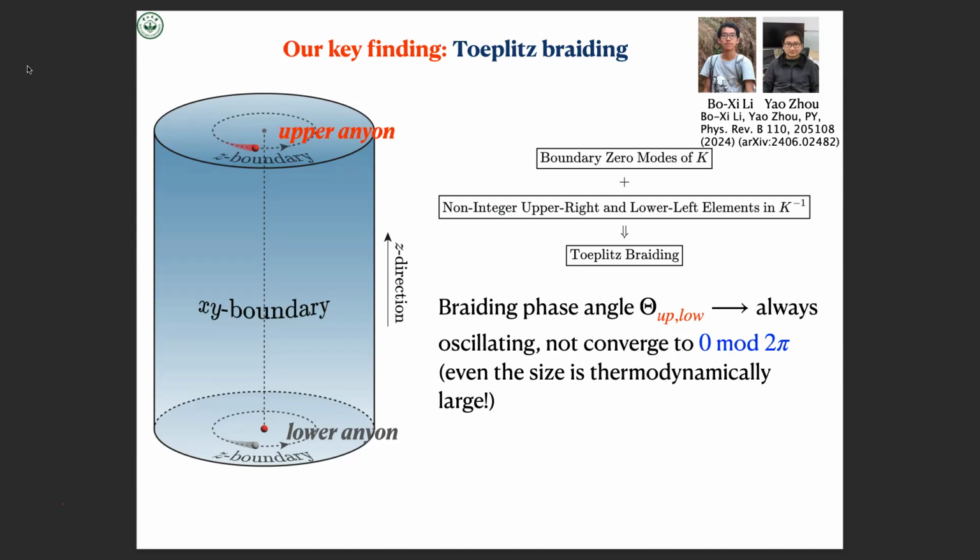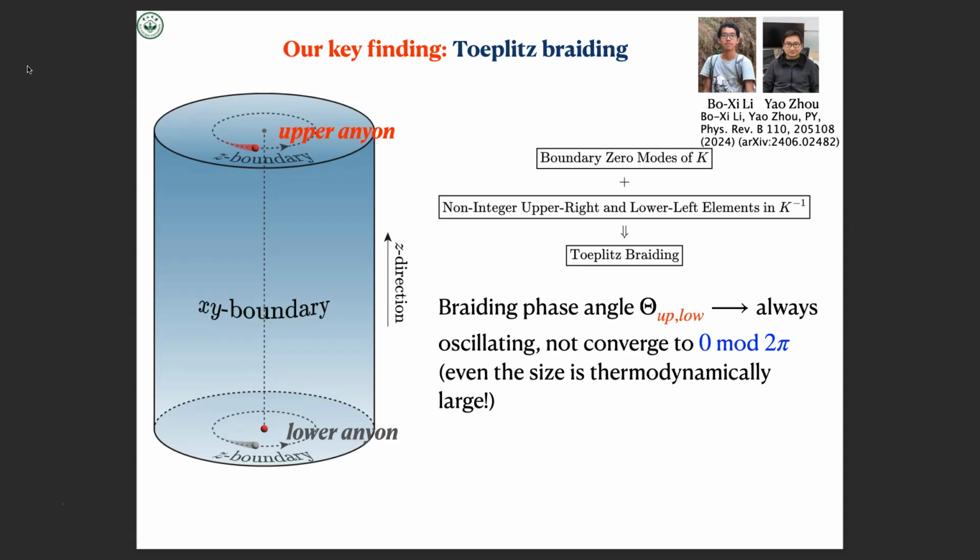And what I want to claim is that as long as the K matrix has a boundary symbol, as well as some additional minor condition, then we conclude that this braiding phase angle always oscillates, not converging to 0 or 2 pi, even though the size along the z direction is thermodynamically large. Okay. This is the definition of Toeplitz braiding, because we use this property of Toeplitz matrices.